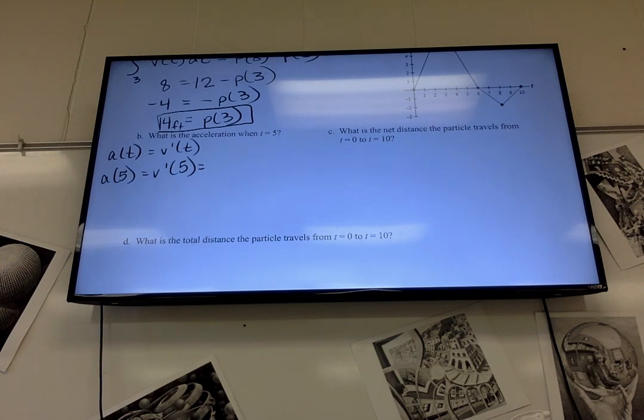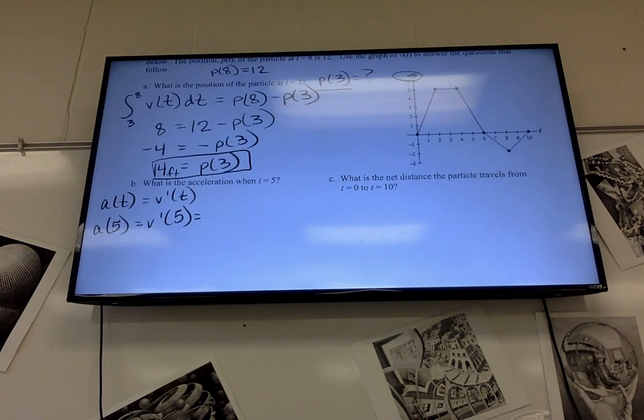Okay, here we go. What is the acceleration when t equals 5? At t equals 5, it's going to be negative 5 over... Yes, we did that. Well, we didn't actually finish it. So anyways, at 5, it's on this line, so we just have to find the slope of this line.